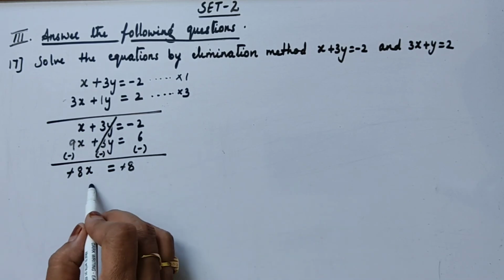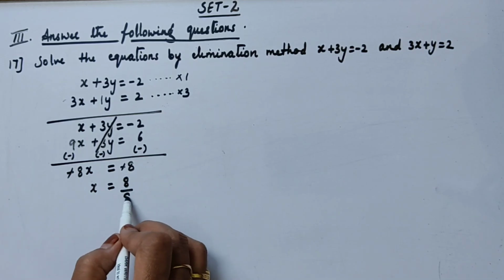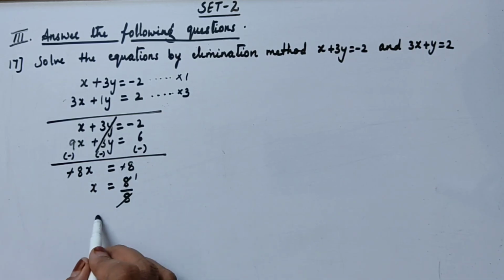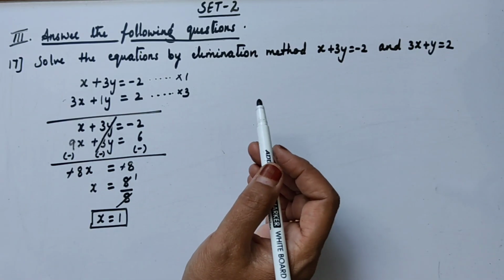Minus minus cancels. So x equals, after equals, I have 8 upon 8. 8 ones are 8. I get the value of x equals 1. We need to find out the value of y here.